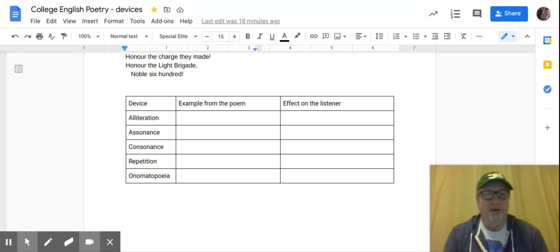So if you're working in the individual space, you're going to read this poem about the Noble 600. You're going to look for an example from the poem. That means copy and paste. That's fine. But then the effect on the listener. The listener is you. Read it. Read it more than once. Read it out loud. You sing songs.